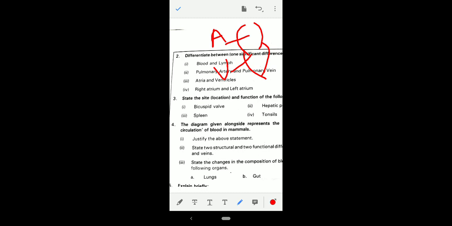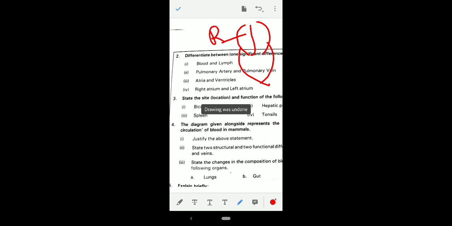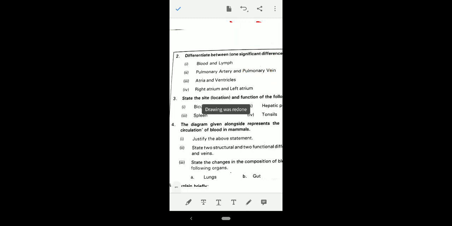What is the difference between right atrium and left atrium? So if we draw the diagram of right atrium and left atrium, let's draw the diagram. Okay, this one is the right atrium, this one is the left atrium. Right atrium receives deoxygenated blood while left atrium receives oxygenated blood. Right atrium opens into ventricle through a tricuspid valve while left atrium opens into left ventricle via bicuspid valve. So any difference you may write.